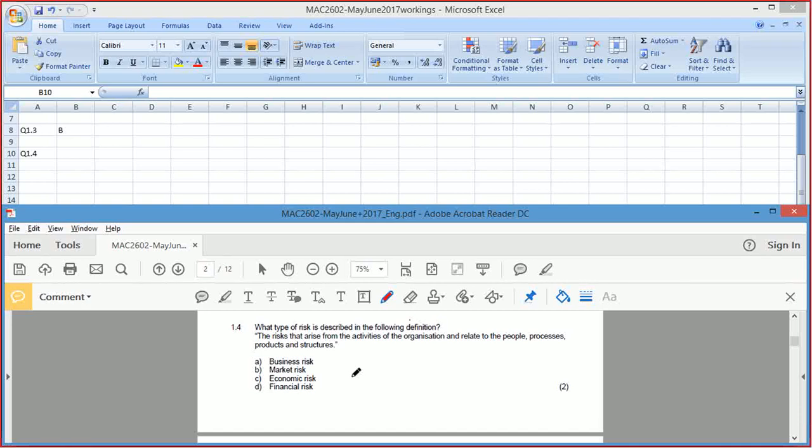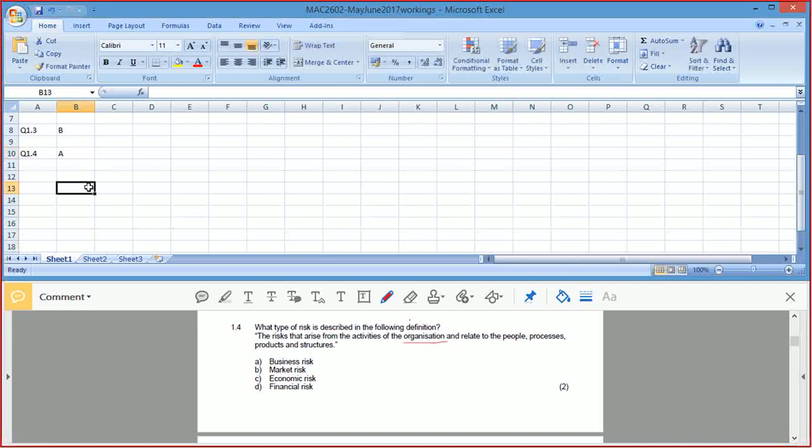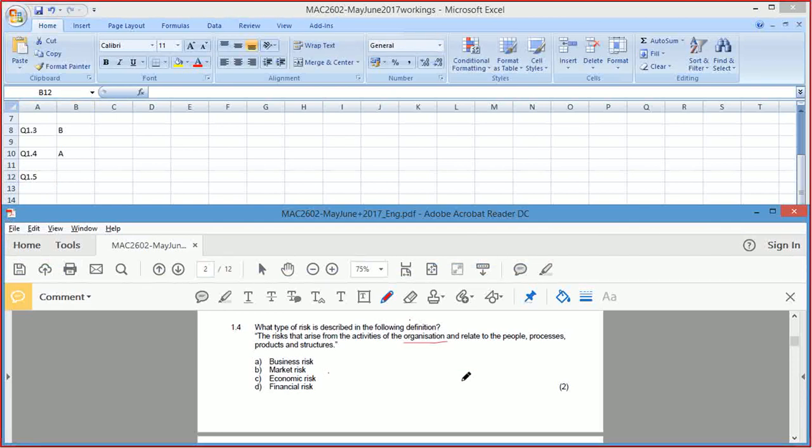Right, what type of risk is described in the following definition? The risks that arise from activities of the organization and relate to the people, the processes, the products, and the structures. Okay, so that's look at the organization. Business risk, possibly. Market, no. Economic, no. Financial, no. Yes, business is the right one. It's looking internally, what's happening inside the business. Market risk is outside. That will be what's happening in the market. This is looking at people, processes, products, and structures. That's internal, that's business risk.